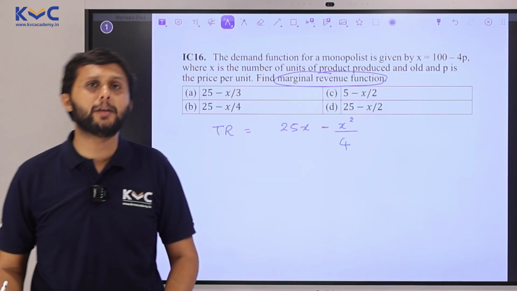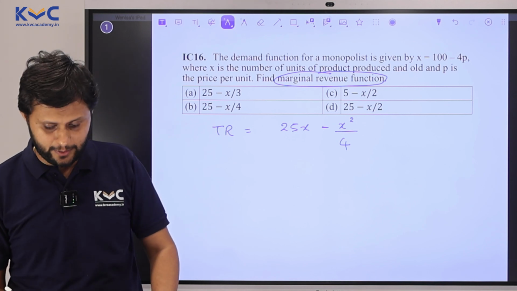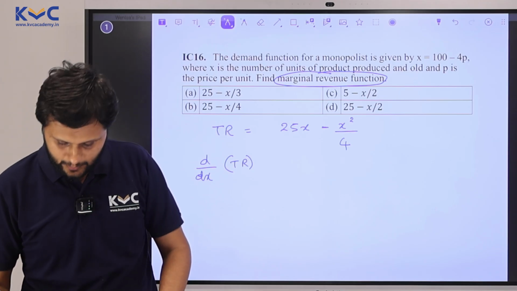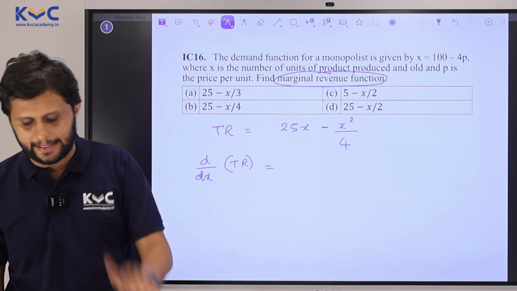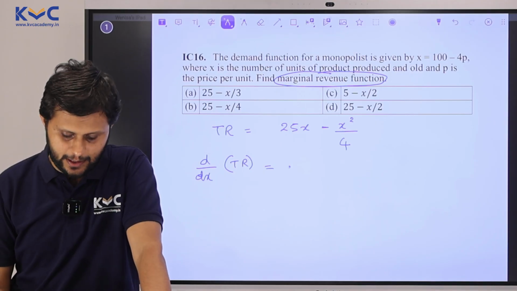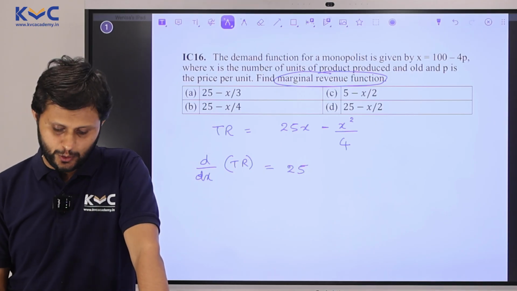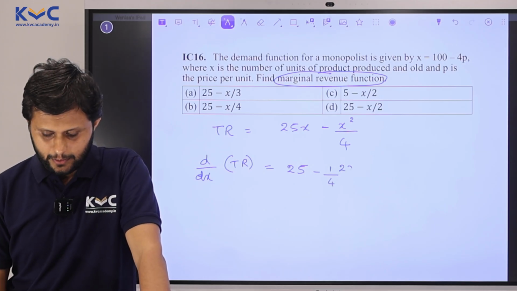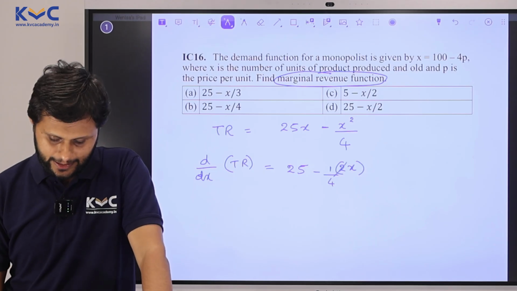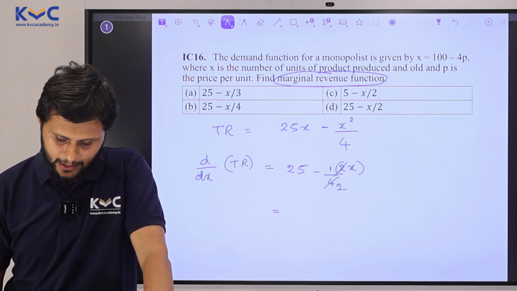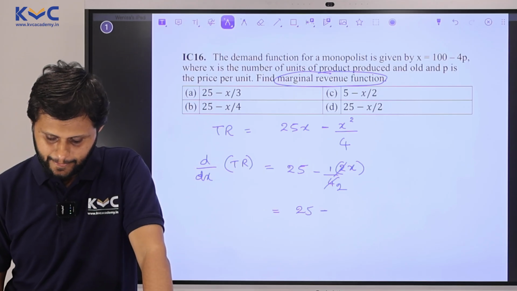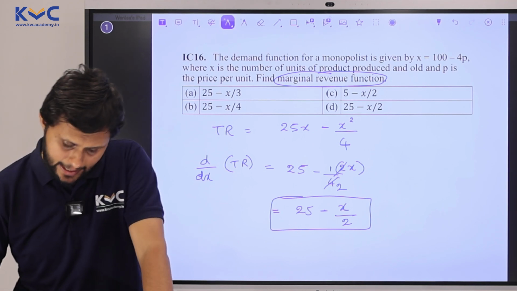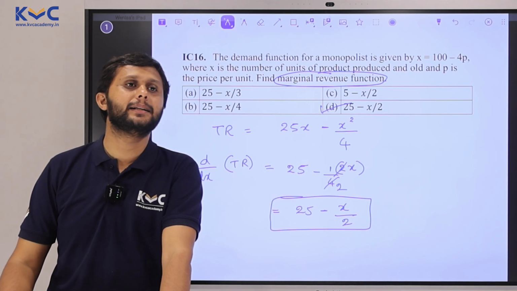We need marginal revenue function, which is differentiated value d by dx of total revenue, which is equal to, now differentiate the right hand side, 25x, differentiation of 25x is 25, differentiation of 1 by 4 is constant, differentiation of x square is 2x, 1 2 cancels, 2 remains. So what we get now is 25 minus x by 2. Do we have that? 25 minus x by 2. It's there in option D.